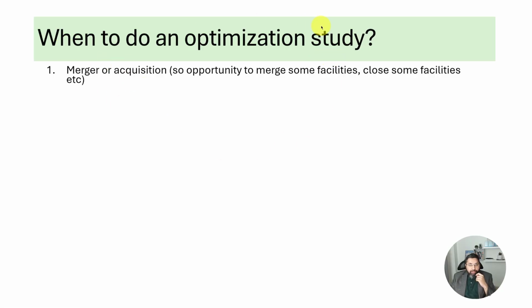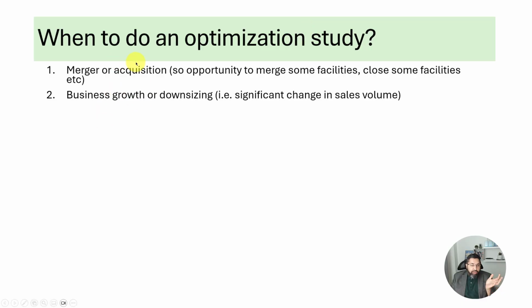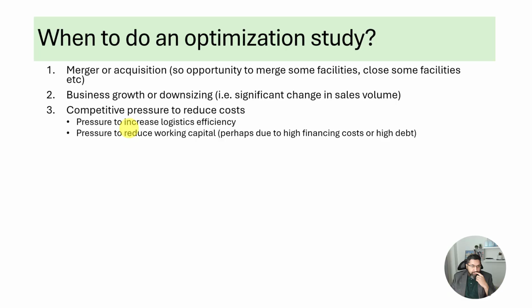So when do we do an optimization study? We talked about this already, so I'm just going to go through it quickly. Merger and acquisition is a big reason to do these optimization studies, because you might want to merge or close some facilities. Downsizing or growth of a business: you're growing, demand has gone up too much, or demand has fallen too much. There could be competitive pressures to reduce costs. So maybe other competitors have come in and they have lower costs than you. They're able to give more discounts to customers, and now you want to reorganize your logistics network to really focus on costs and become more cost efficient.